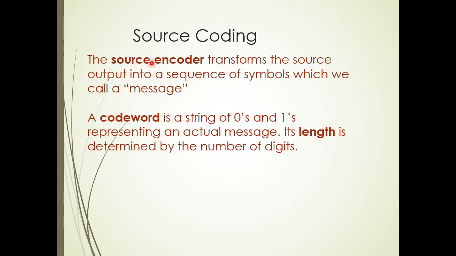For the source encoder, this is a machine that transforms the source output into a sequence of symbols which we call a message. A code word is a string of zeros and ones representing an actual message. Its length is determined by the number of digits.